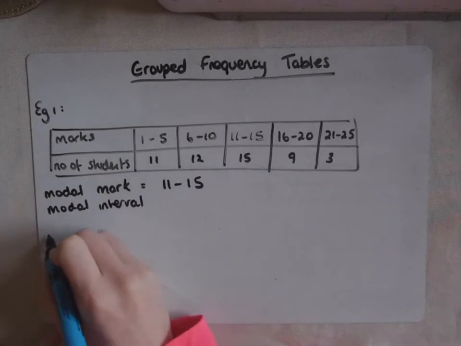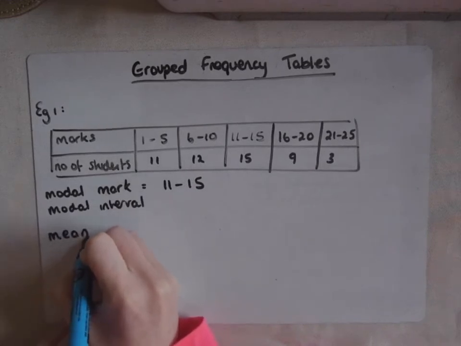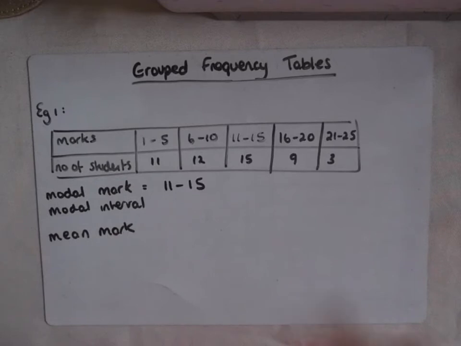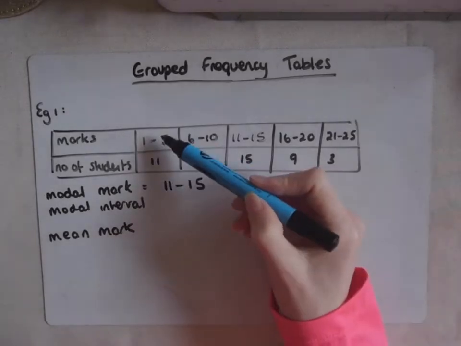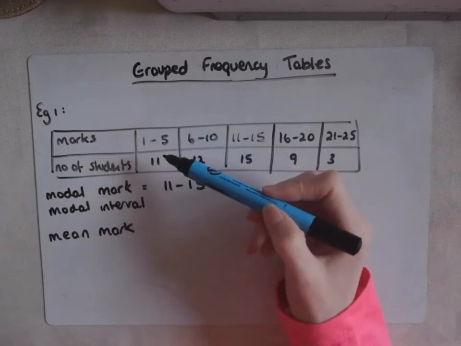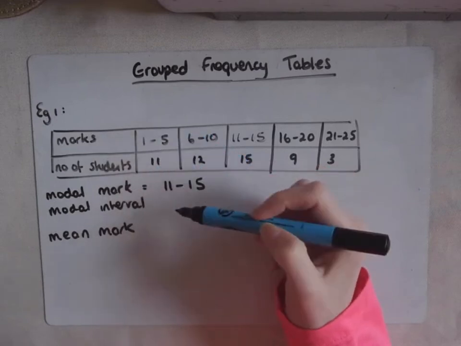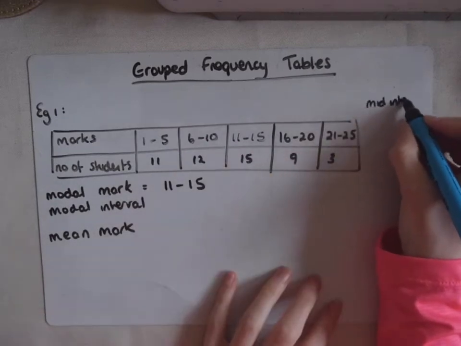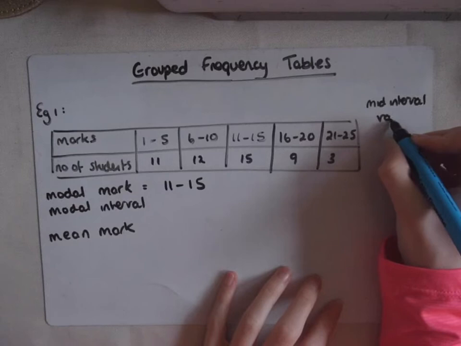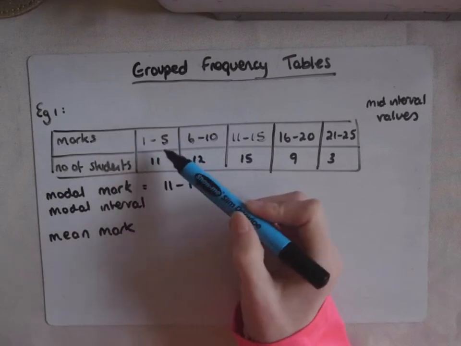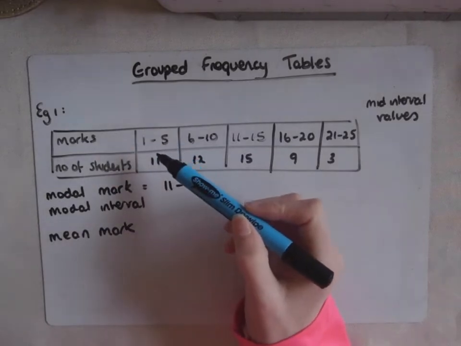Now, if they ask you for the mean mark, okay, with the normal frequency table, what we do is we multiply 11 by whatever this number is. Now, I've got two numbers here. I've got 1 to 5. So what am I going to multiply 11 by? You're going to get what's called mid-interval values, okay? And you're going to stick them on top of your table. Mid-interval values means what's in the middle of 1 to 5, okay?